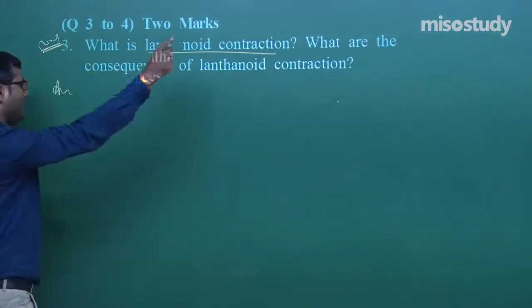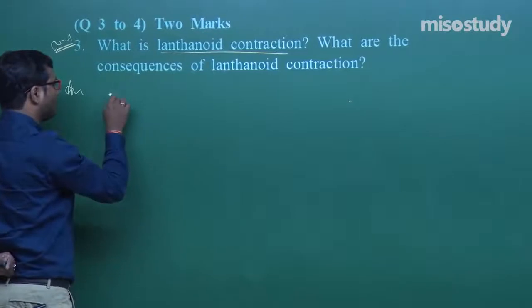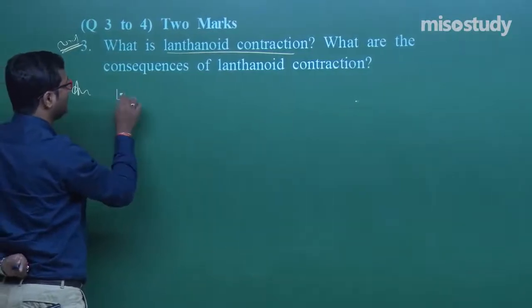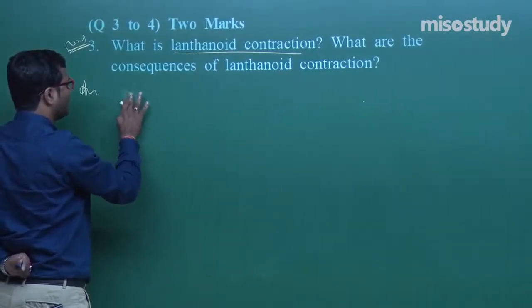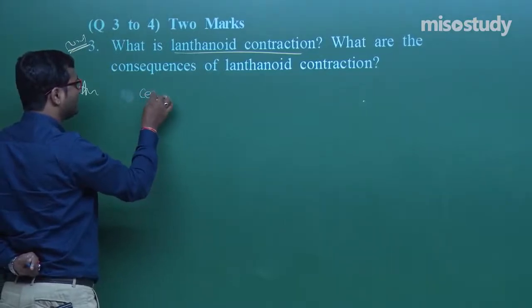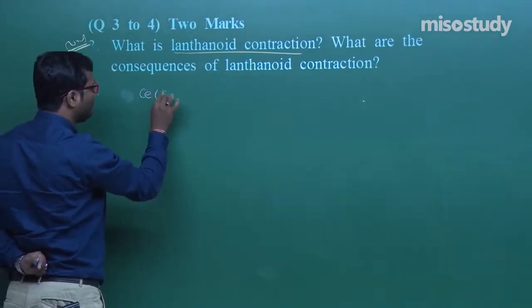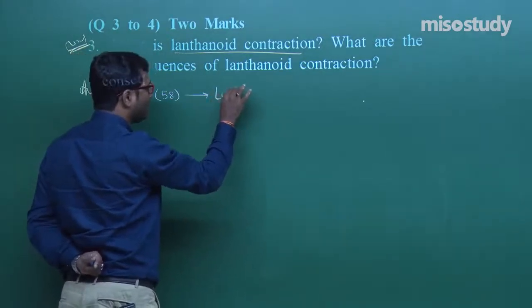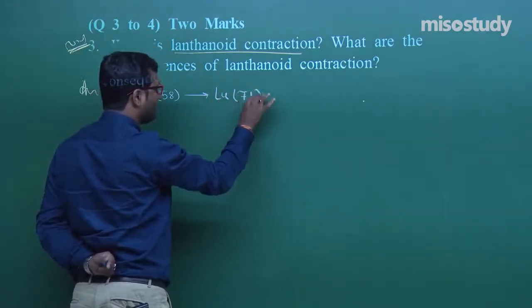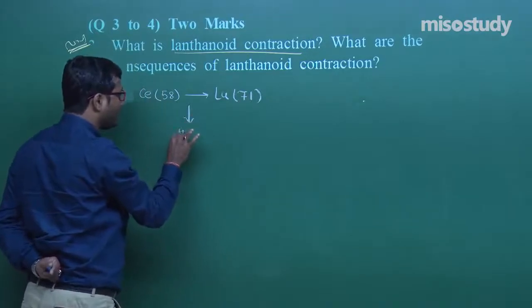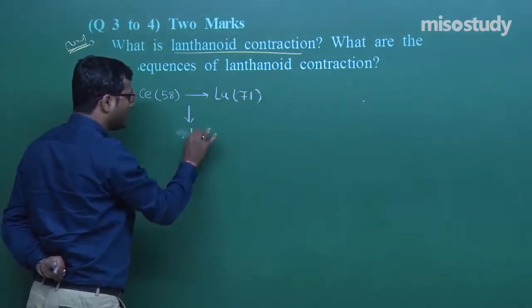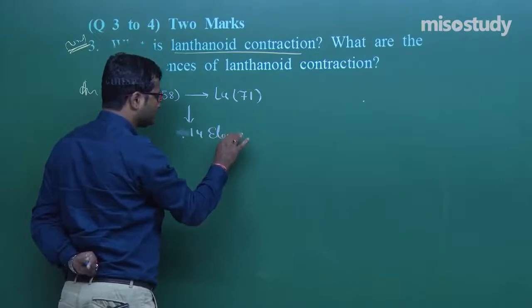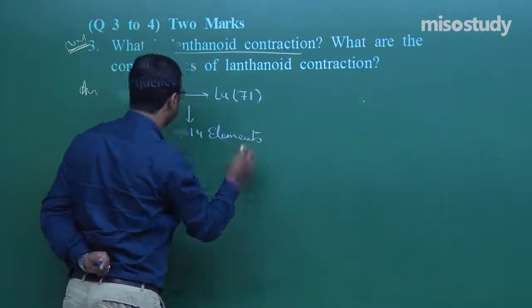As we know, if I talk about the atomic numbers, lanthanum, then the lanthanoids, cerium 58 to lutetium 71, that is a total of 14 elements. Clear, my friend?